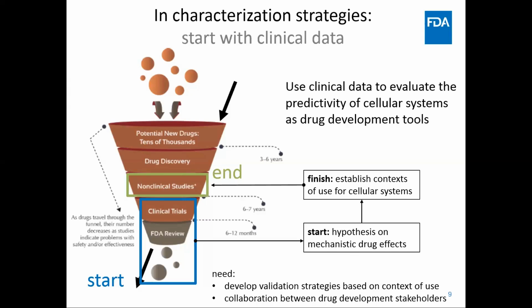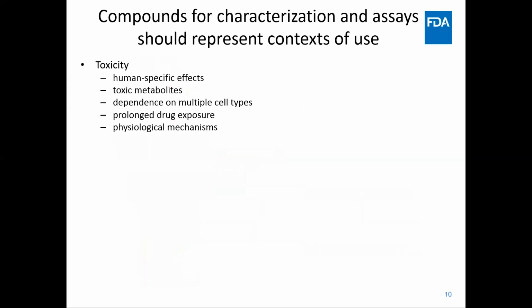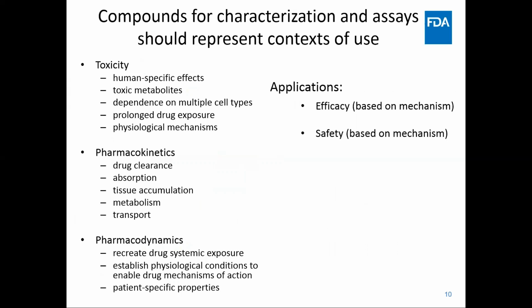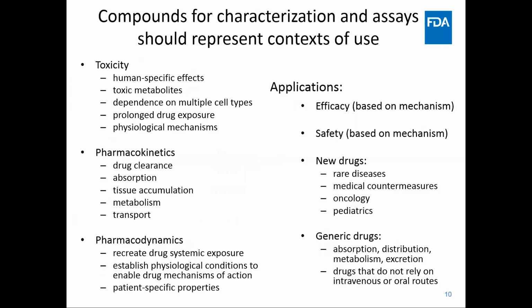So for this, we need to develop validation strategies based on context of use. And most importantly, this is not something that a single stakeholder can do alone. This requires collaboration between different drug development stakeholders. As I mentioned earlier, it's very important to use compounds that represent specific contexts of use, compounds for characterization, and assays should represent these contexts of use: for toxicity, for pharmacokinetics, for pharmacodynamics, and even for different applications such as efficacy, safety, and for new drugs and generic drugs.